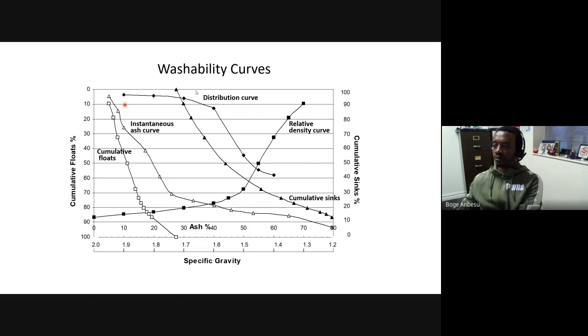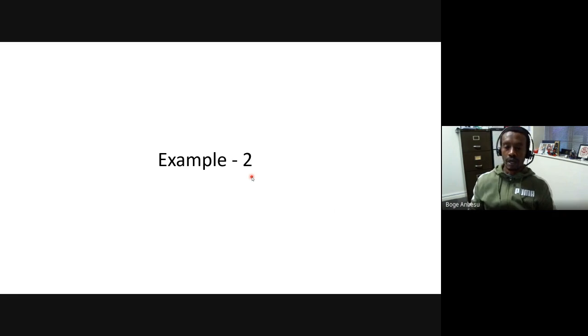So overall, that's what your washability curves look like. So I showed you individually what they are, but you can put them in one scale and compare them as well. Okay, and directly read from the curve and run different scenarios, and based on those scenarios, you can see what sort of recovery and grade you can target. Okay, I'll show you another example.